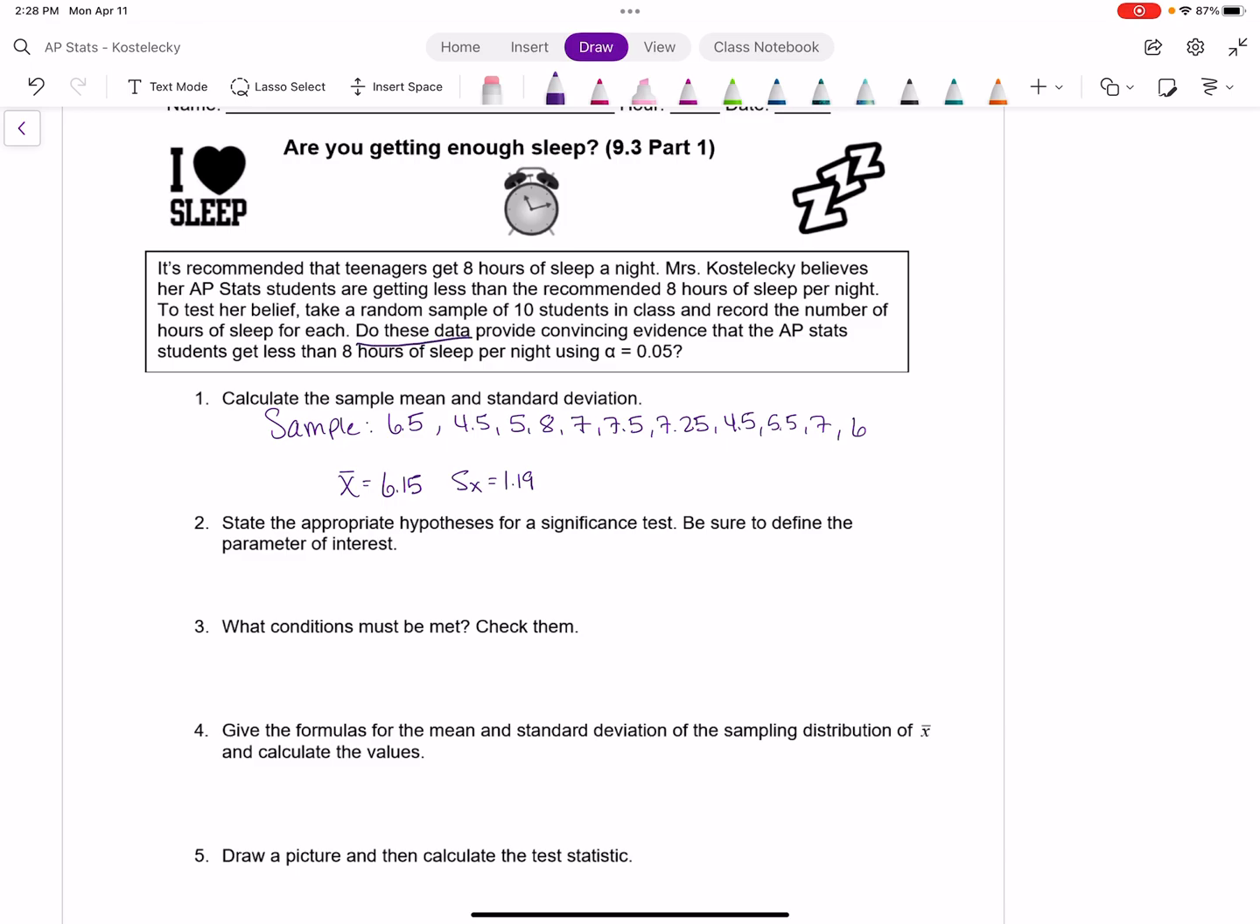So this little mention right here, do these data provide convincing evidence? This tells you that you are going to be doing a significance test. I already collected some data, so I just made up this data.